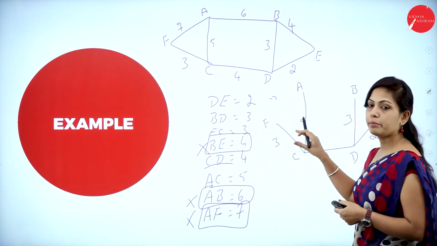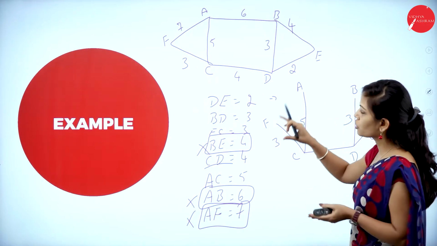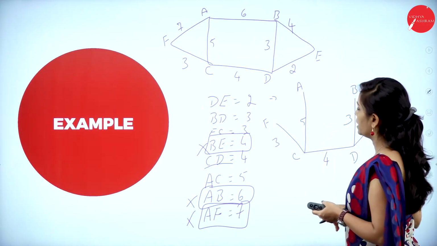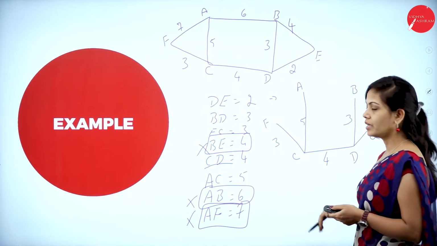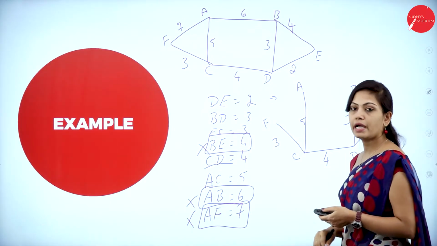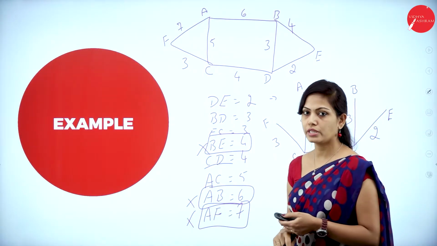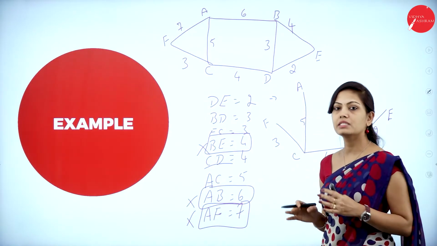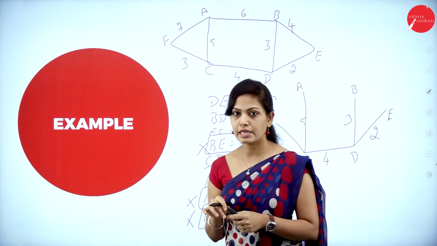So now we got a minimum spanning tree. By using Kruskal's algorithm, we got a minimum spanning tree. So this is an example of Kruskal's algorithm. Kruskal's algorithm is a very simple and easy algorithm.